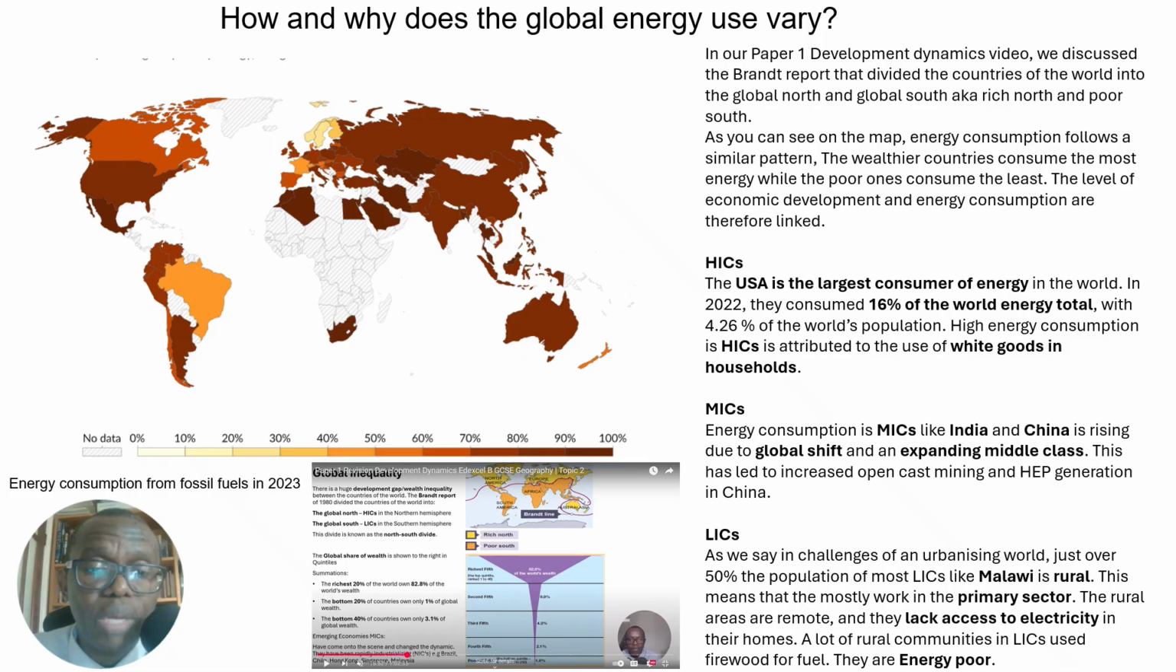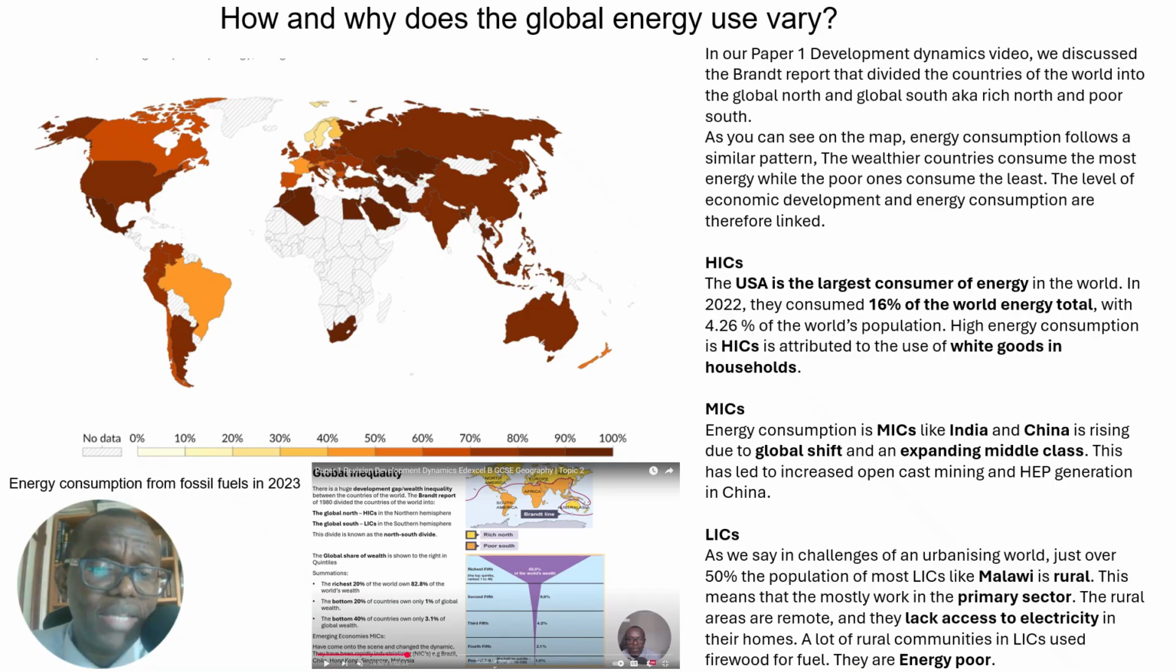Their high energy consumption is mostly attributed to the use of white goods, and this is the same in a lot of HICs. Examples of white goods include the refrigerator in the house, the dishwasher, washing machine, tumble dryer, and so on. Those obviously consume quite a bit of energy. You also have electronics in modern households, and in HICs you've got a lot of electronics. So there's very high energy consumption in HICs, and that's why that map looks the way it does.